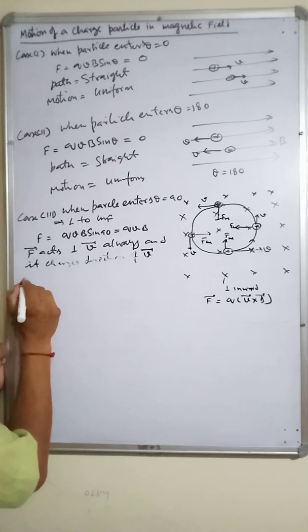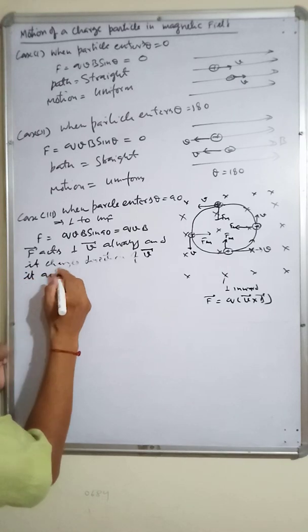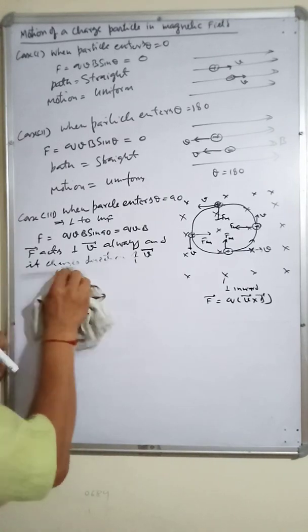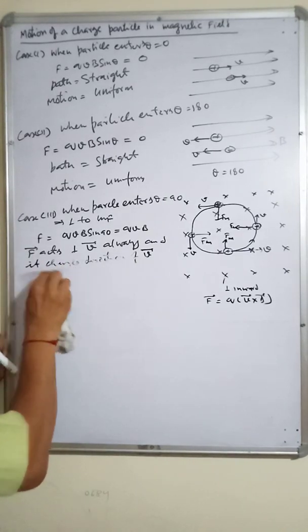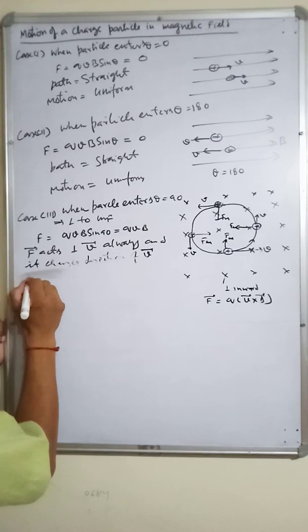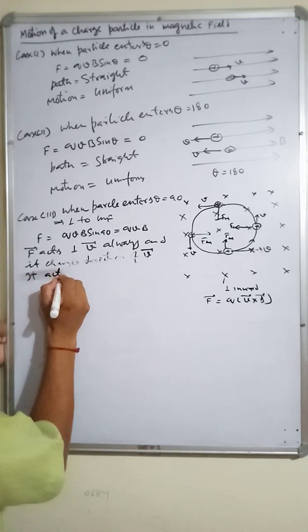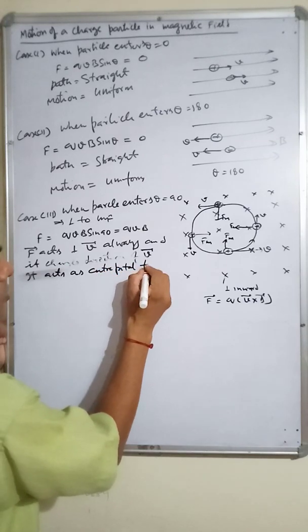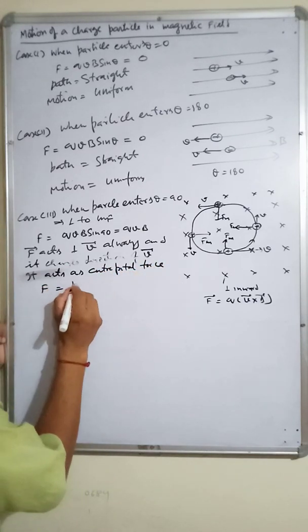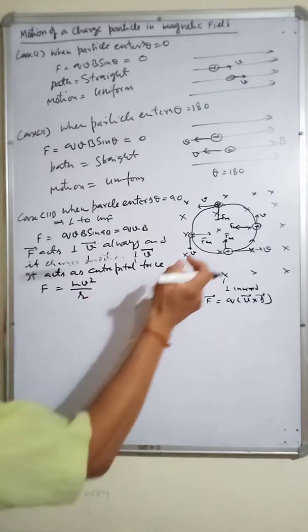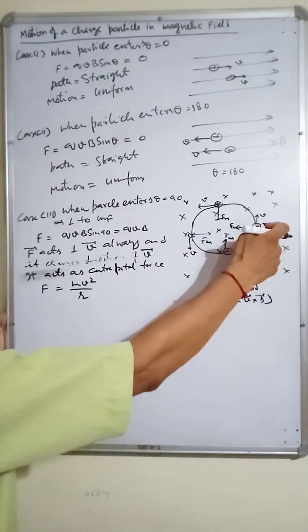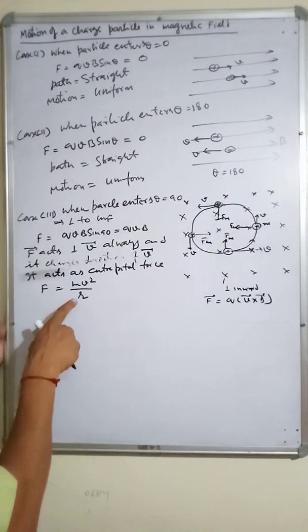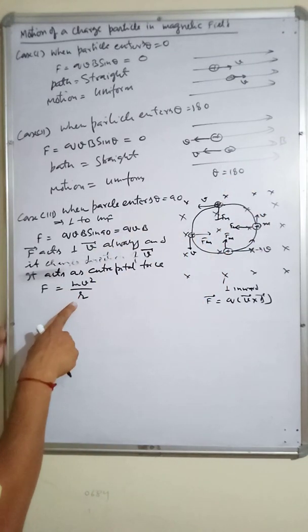So it acts as a centripetal force. Therefore F is equal to mv square by r, because suppose this particle is of mass m, ये particle m mass का है और इसकी velocity v भी है, तो इसको घूमने के लिए the centripetal force required is mv square by r. This is the centripetal force required.